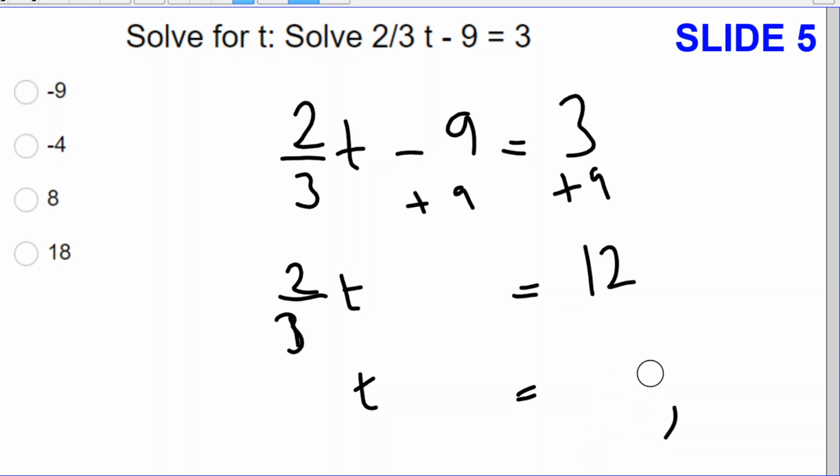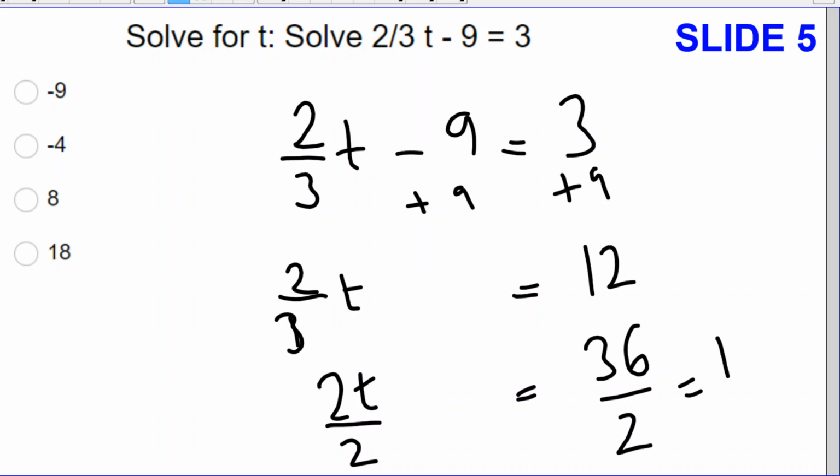The other way you could possibly do this question is break this up into steps, actually. So the line on the fraction we know means divide, so instead of dividing by 3, you could times both sides by 3, and then the 2 that's next to the t, we can divide by 2, and that would also give you 18.